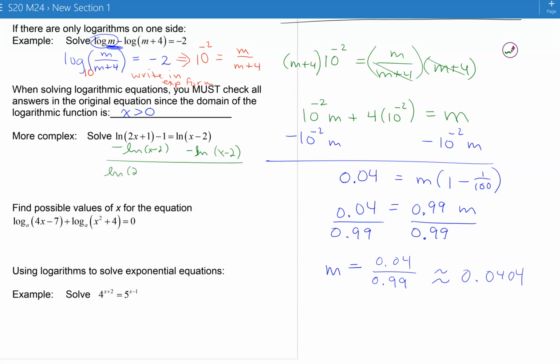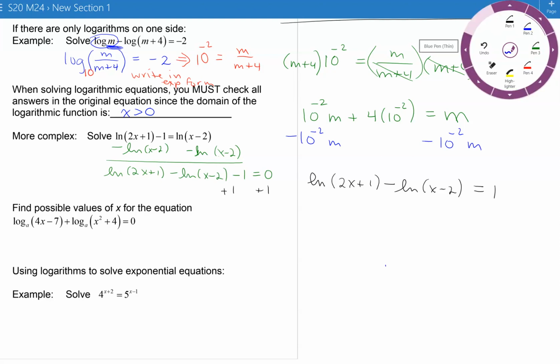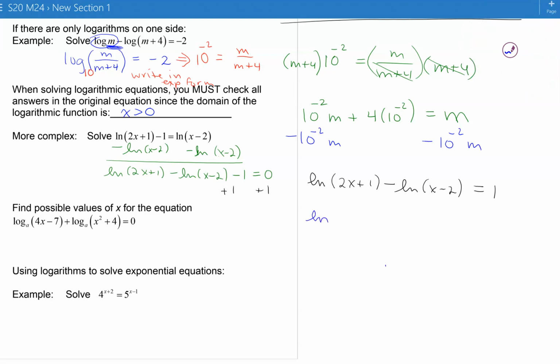So I'm going to have the ln of 2x plus 1 minus the ln of x minus 2 minus 1 equals 0. And then I want everything that doesn't have a logarithm in it on the other side. So I'll have the ln of 2x plus 1 minus the ln of x minus 2 equals 1. Write this as a single logarithm using that quotient property of logarithms.